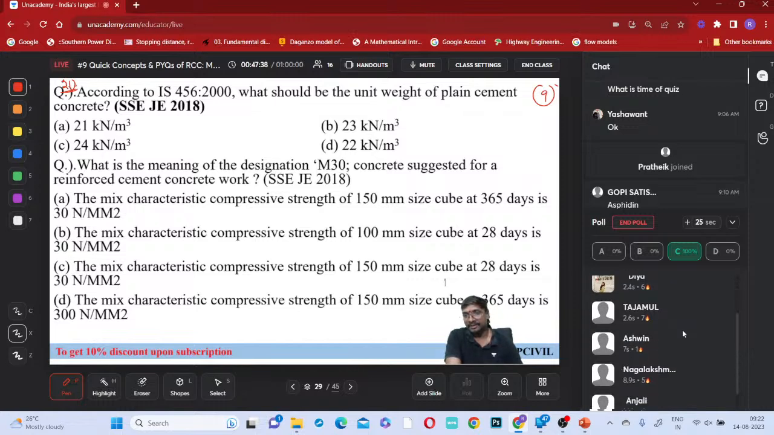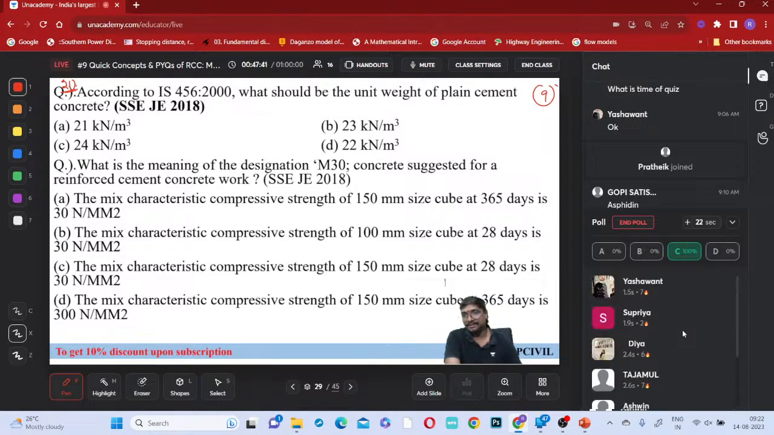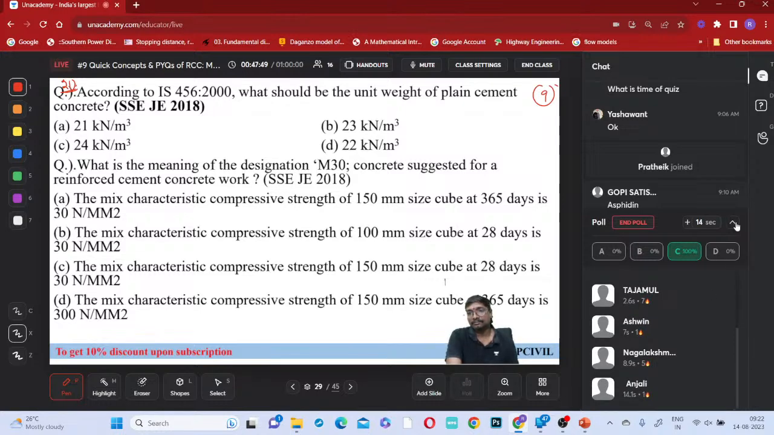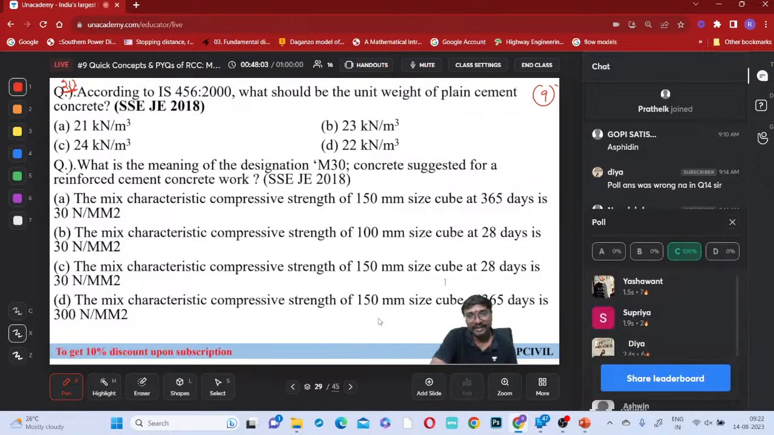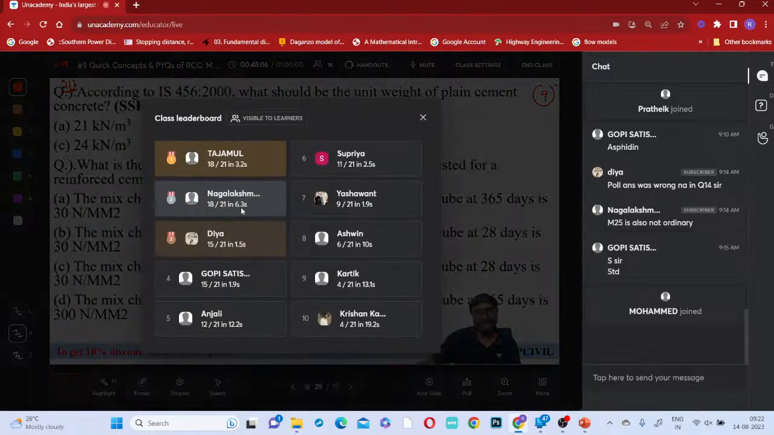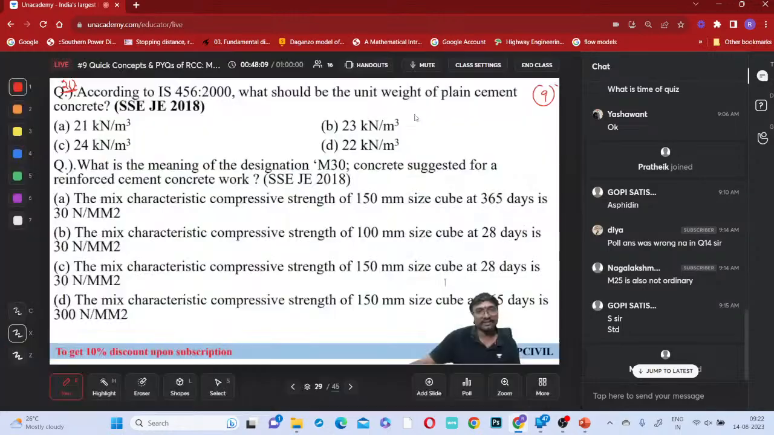Ishwan, Supriya, Diya, Tajamul, Ashwin, Nagalakshmi, Anjali answered correctly. This is the 21st question. Okay, this one only you are saying, Ashish. Tajamul first, Nagalakshmi second, and Diya third. Read the question number, and write the question number present here so that I will understand. If you write your own question number, I cannot understand which question you are answering.